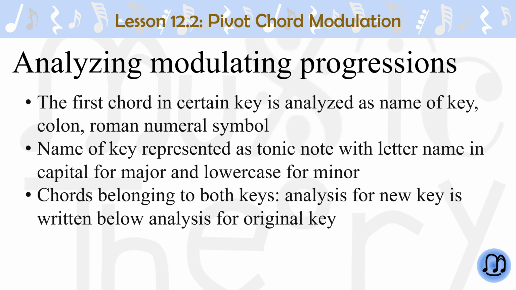The Roman numeral analysis of the first chord that belongs in a certain key is the name of the key, a colon, and then the Roman numeral symbol of the chord. The name of the key is represented as the tonic note with the letter name in capital letters for major keys and lowercase for minor keys. For chords that belong to both keys, put the analysis for the new key below the analysis for the original key.